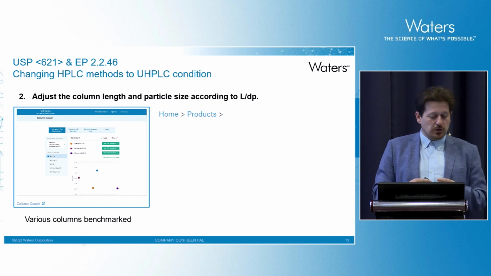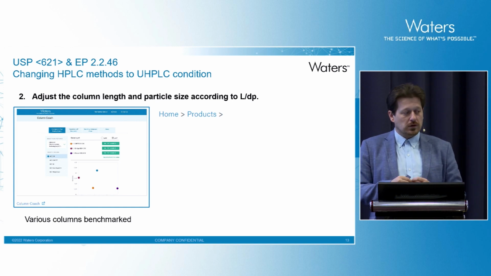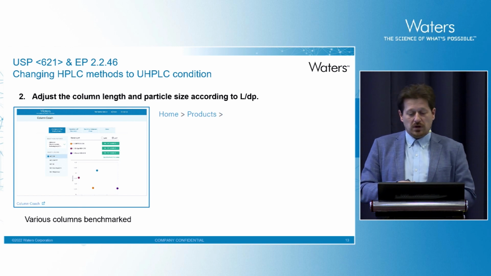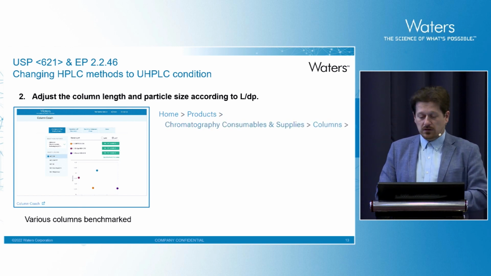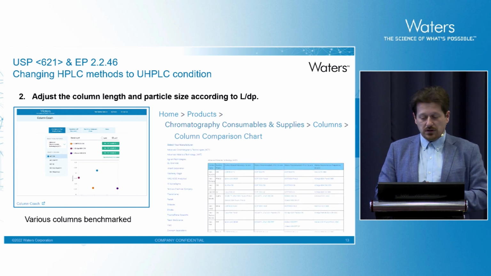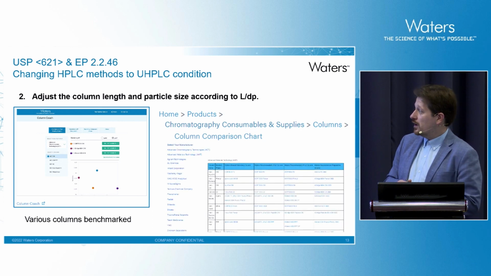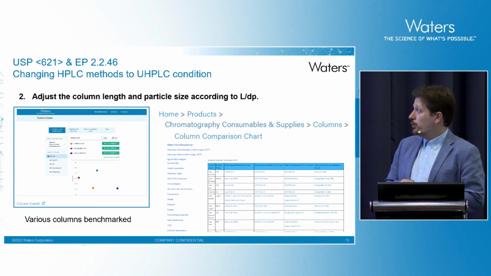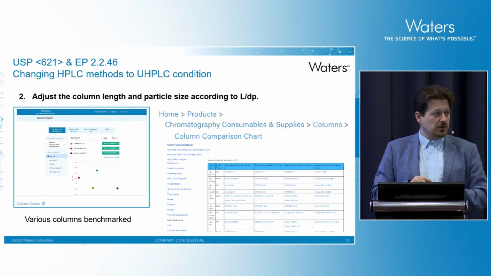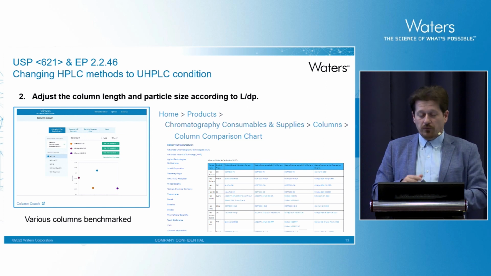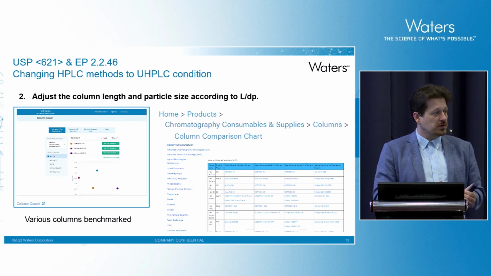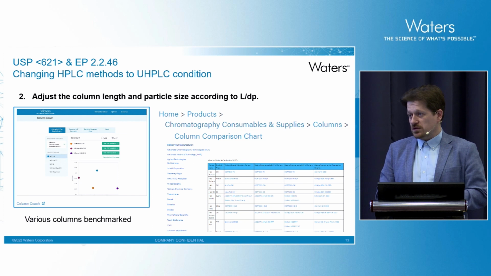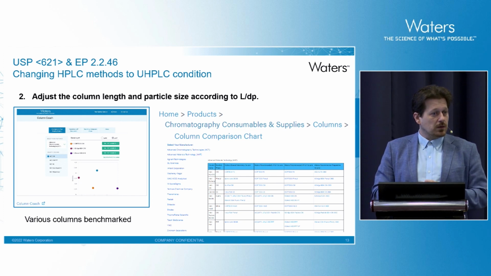If you don't like to use such interactive tools and prefer to work with an Excel sheet or lists, we also have that. If you navigate this path on our website, you get a list of hundreds of columns of all vendors, and they have been benchmarked at Waters, comparing what is the closest selectivity that we have to this column for both particles, HPLC or UPLC separation. So you can give this column a try if you like.